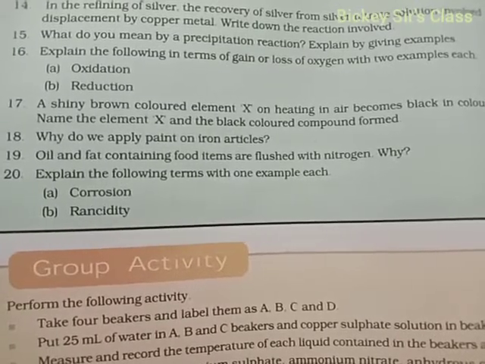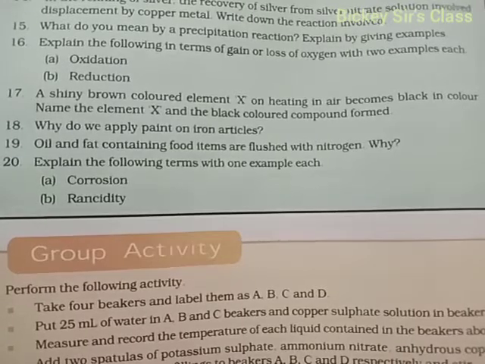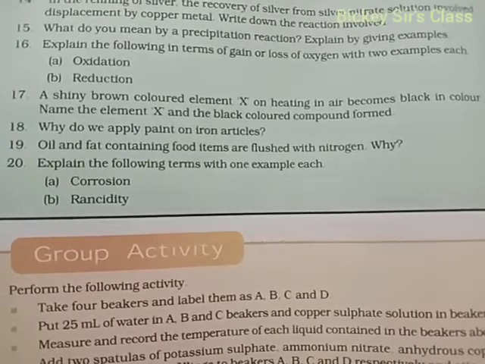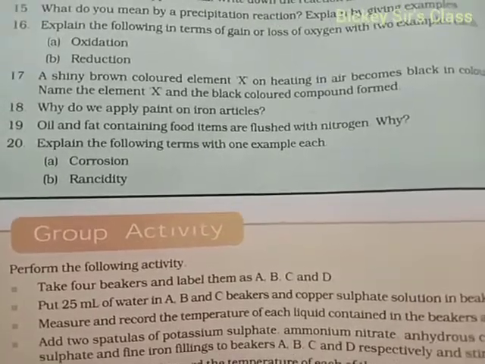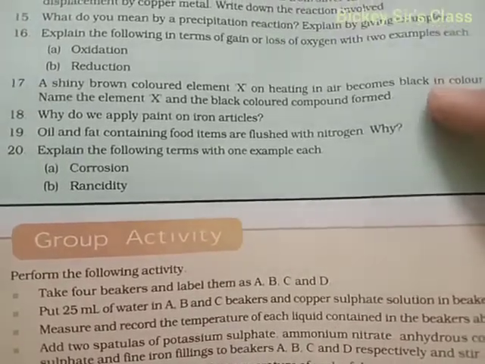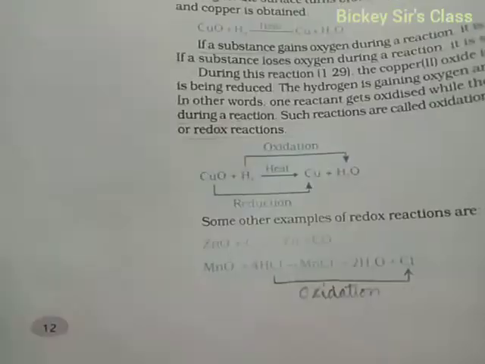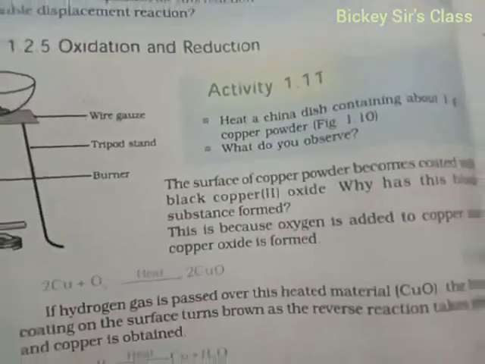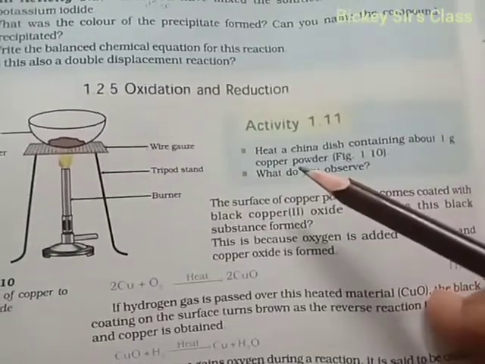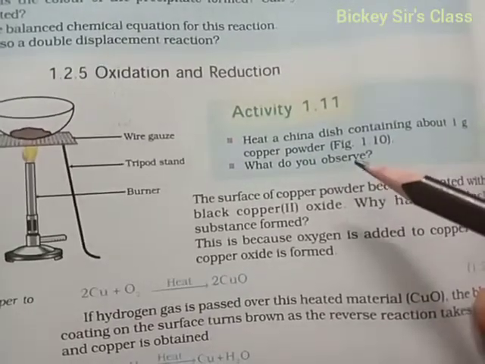A shiny brown colored element X on heating in air becomes black in color. Name the element X and the black colored compound formed. So this topic has been discussed in page number 12. So let us turn to page number 12. So here we find in activity 1.11 that heat a china dish containing about 1 gram of copper powder.